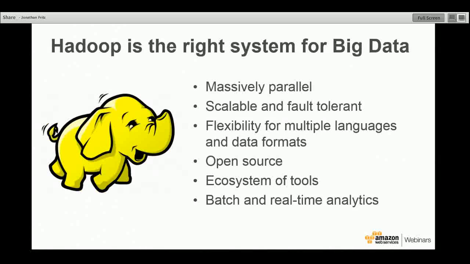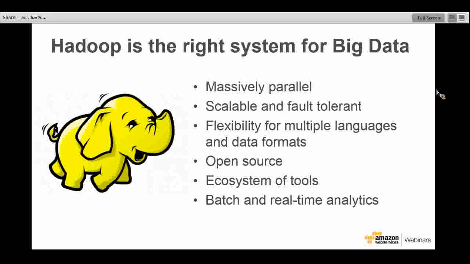So the Hadoop ecosystem, which has been around for around a decade, actually, probably a little bit less than that, has turned into one of the more popular tools to handle big data problems. And there's really several reasons why Hadoop has become adopted for these types of things. First is it's massively parallel.